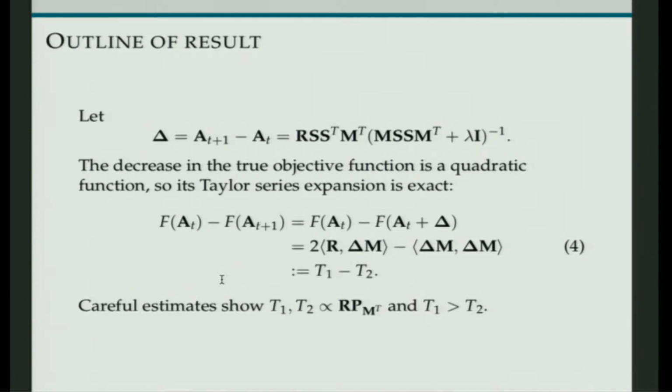And then using our assumptions, you can show that T1 and T2 are both proportional to the size of our optimal decrease, and T1 is greater than T2. So your decrease is going to be proportional to the size of your optimal decrease.